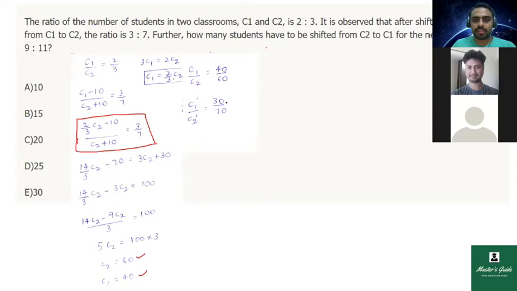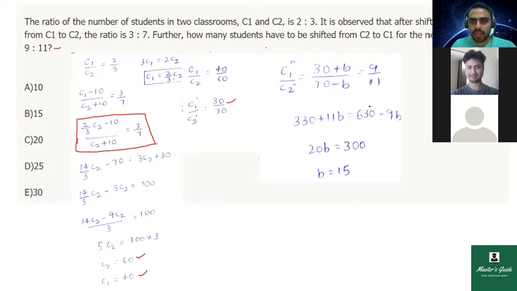Further, after this, another operation is done. My question is, how many students have to be shifted from C2 to C1 for the new ratio to become 9:11? So now I'm shifting from C2 to C1. I'm subtracting some constant from C2 and adding that to C1, and the ratio is becoming 9:11. Simplifying for B, I get the value as 50. Hope this approach is clear. I think most of you also approach it in a similar way, if I'm not wrong.